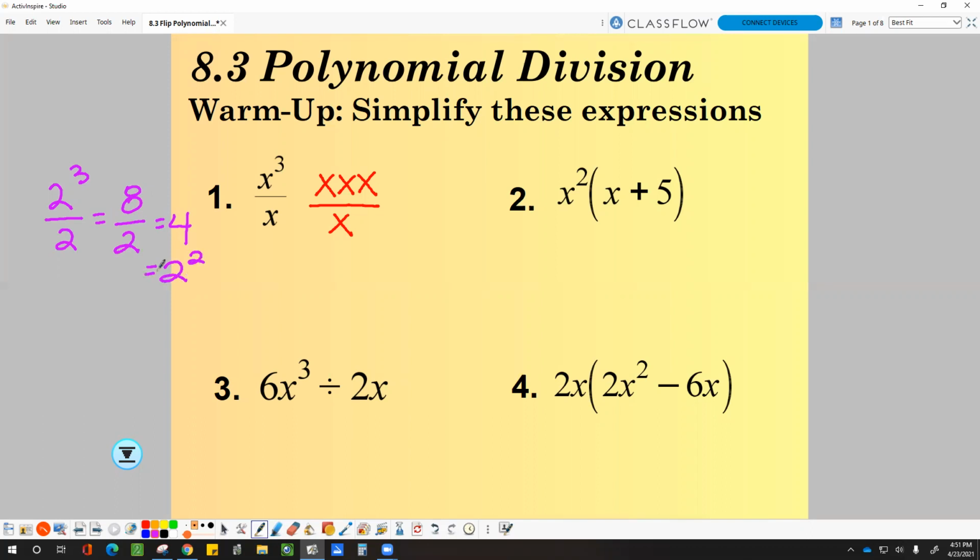Okay. What I end up with is, if I'm multiplying times x and dividing by x, those x's reduce and I get x squared. There's also an exponent property you may or may not remember, where I have x to a power divided by the same base, also x to the first power. That's x to the 3 minus 1 power, which is x squared.